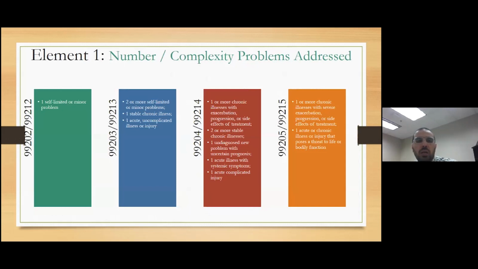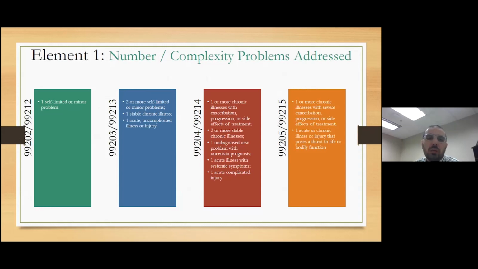Levels 2 to 5, like I said. For element 1, you said in MDM we have 3 levels. The first element is the number and complexity of problems. So for level 2, we are talking about a self-limited minor problem. Someone came, they scratched their knee after a fall, and they want reassurance to go back to school. By all means, this is straightforward. You don't have to think too much about it. Nothing happened to them. They're young, they're active. You're good to go. Nothing serious.